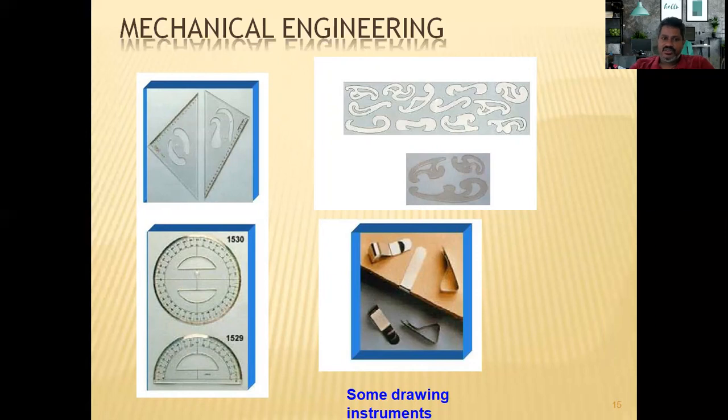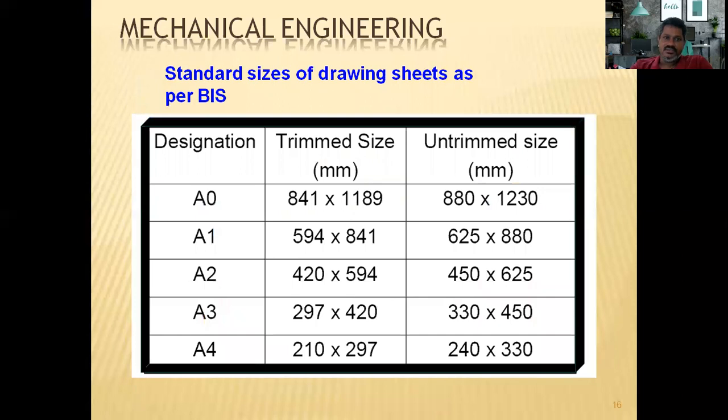Now let me move further. As I said, we require the set squares. These are called the set squares. These are called the French curves. These are called the compass, and these are the drawing clips. So all these come under the drawing instruments.